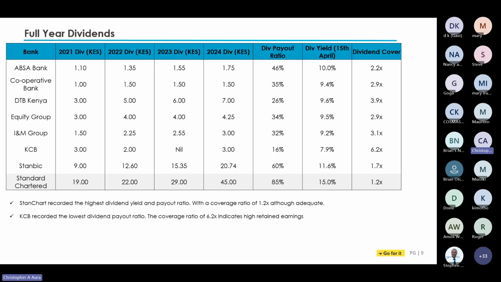Now, in terms of dividends, this is where most of the investors usually concentrate. Fortunately, the banking sector in Kenya has been good in terms of dividend payment.